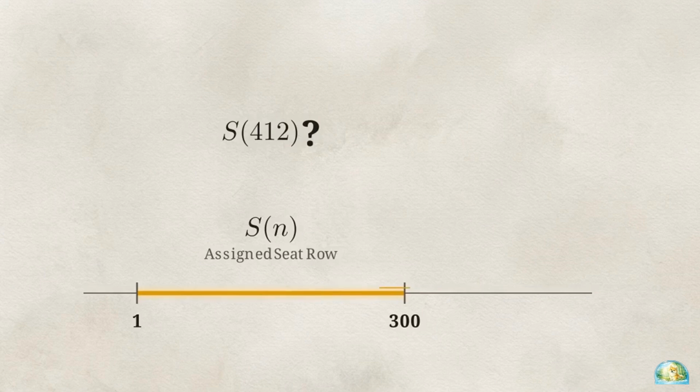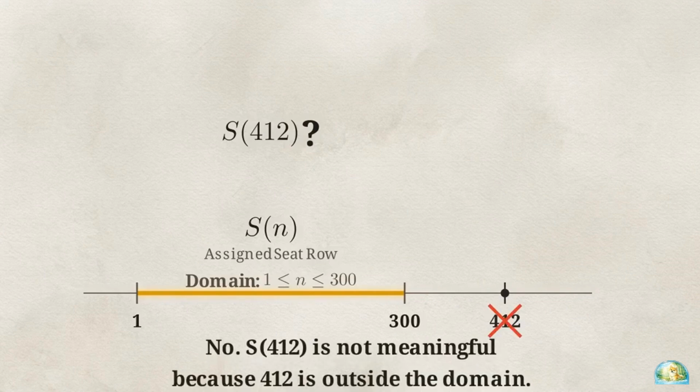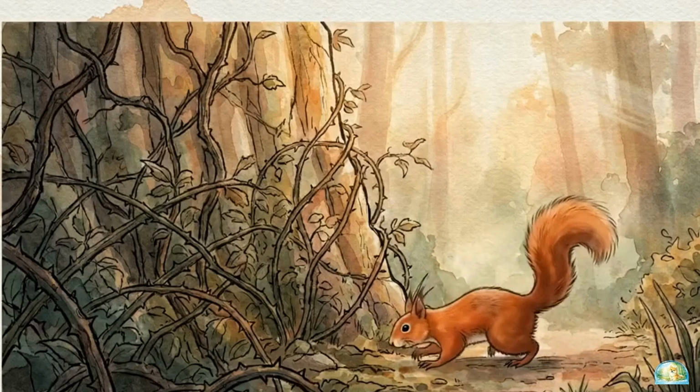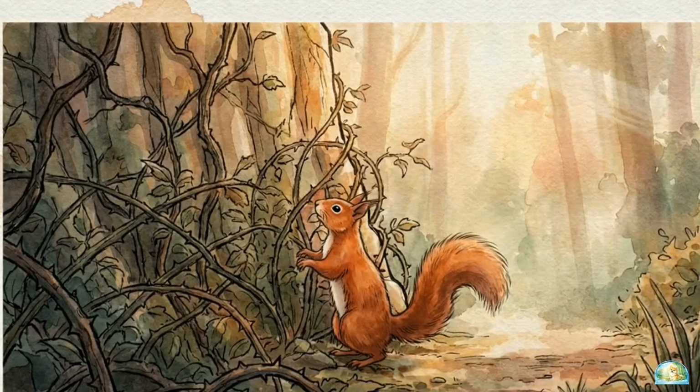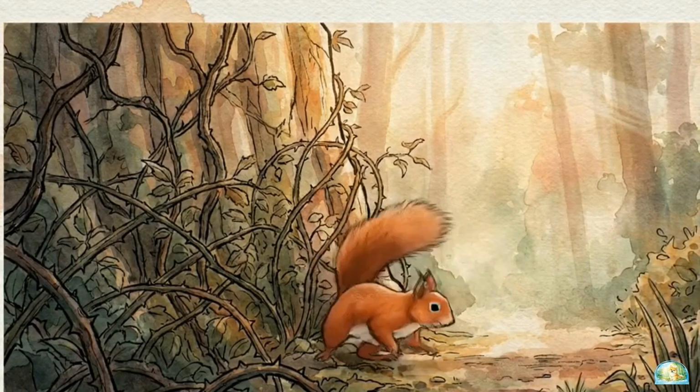The ticket numbers in the situation go only from 1 to 300. The input 412 is mathematically possible as a number, but physically outside the valid domain of the scenario. No, s of 412 is not meaningful because 412 is outside the domain. The domain enforces the boundaries. It dictates the hard physical limits of where a mathematical cause and effect relationship actually exists.